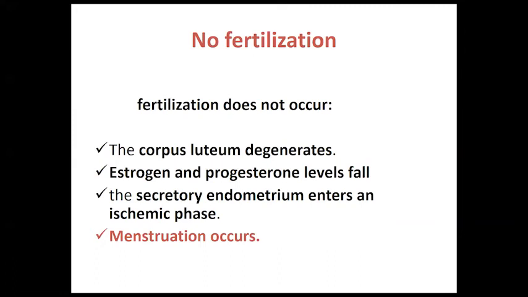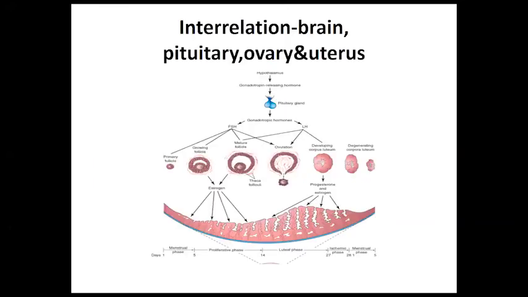If no fertilization occurs, the corpus luteum is going to degenerate, estrogen and progesterone levels fall, the secretory endometrium enters an ischemic phase, and menstruation starts. So this is a collective function: hypothalamus, gonadotrophin releasing hormone, anterior pituitary, FSH produces this follicle. The Graafian follicle is produced with the ovum in there. Then this is released at the middle of the cycle, where luteinizing hormone is also having an effect.